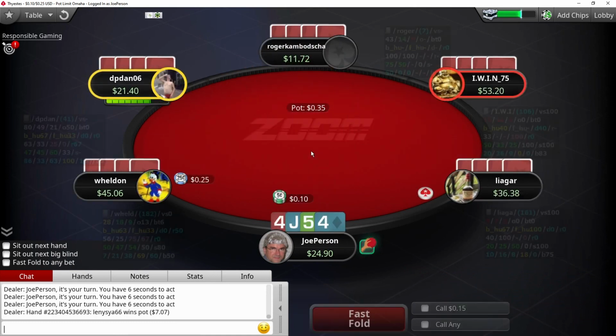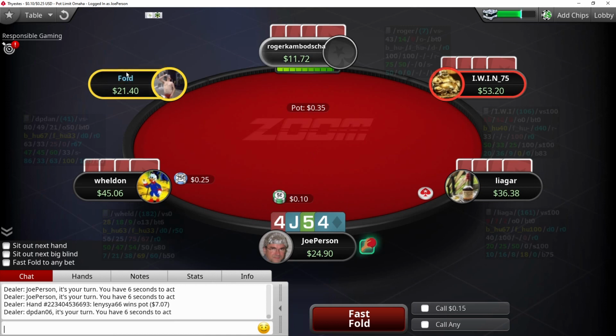But if we had equity on the turn, then in the long run, we're going to make money. Here's the acro player from earlier hands.